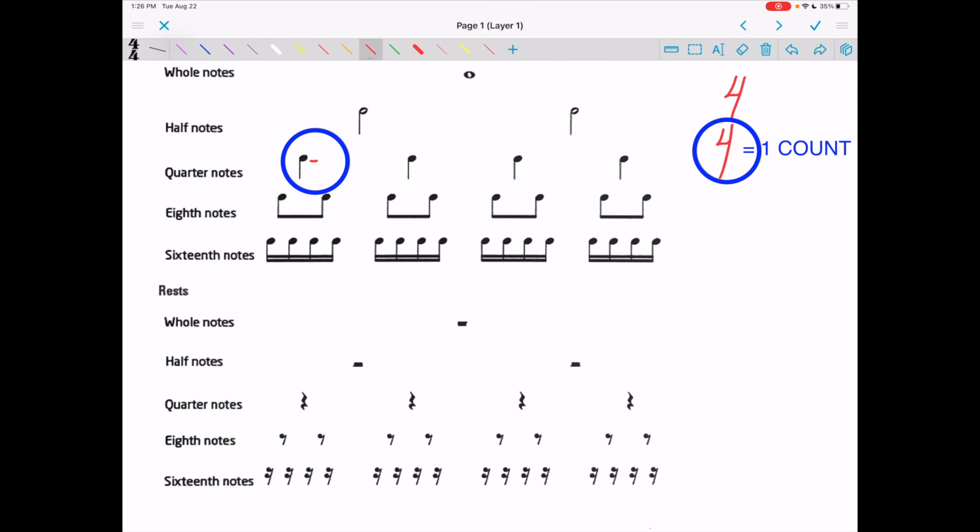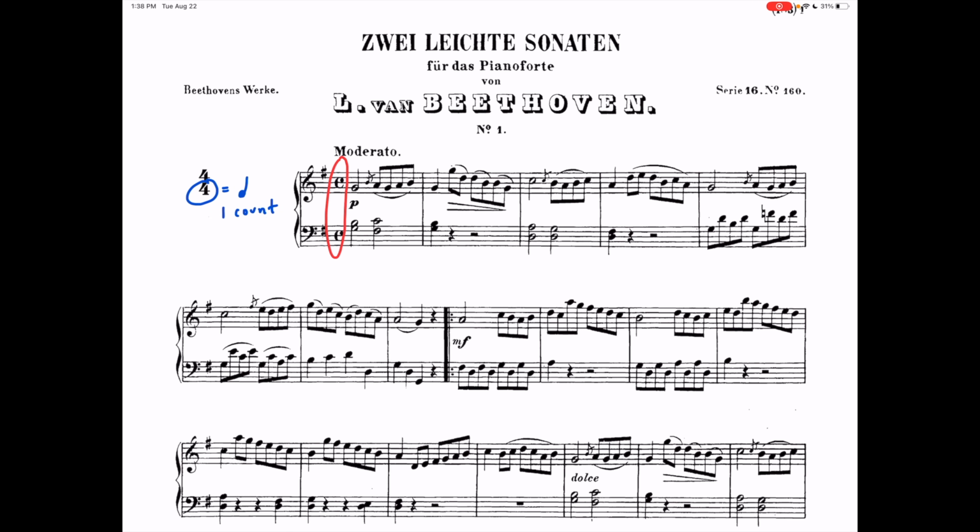So if we know that the quarter note receives 1 beat, then we can figure out how many beats the other notes get with this rhythm tree. So half notes get 2, whole notes get 4, the eighth notes get a half each, and the 16ths get a fourth each. I recommend writing the counts into any measures that look difficult as a first step to understanding the rhythm. Now here's where my rhythm formula comes into play.